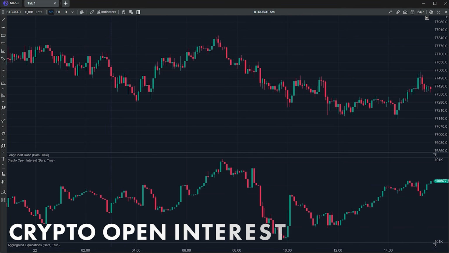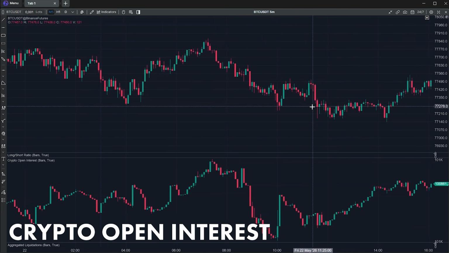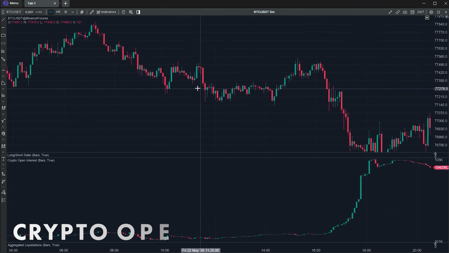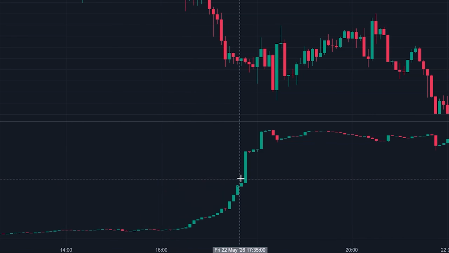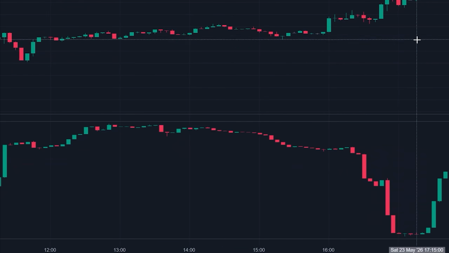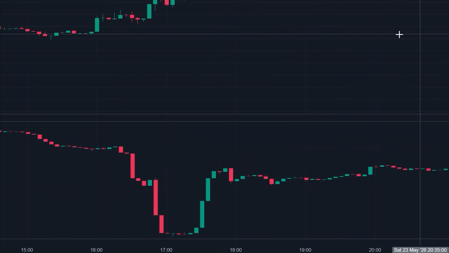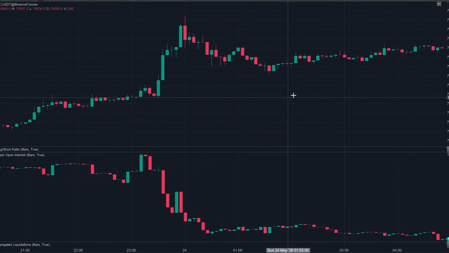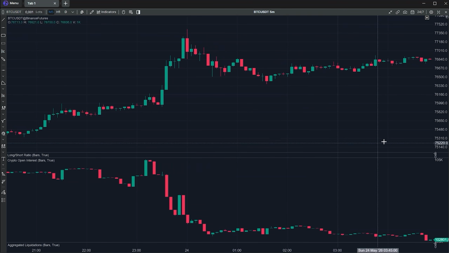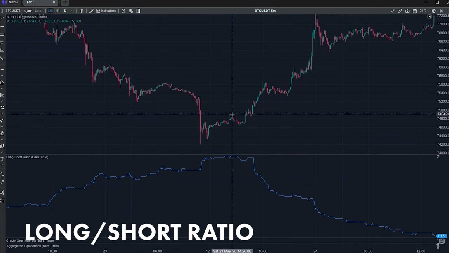Crypto Open Interest tells you whether traders are entering or exiting the market right now. This is a histogram of open positions in the market. If it's rising, more positions are being opened than closed. If it falls, it's the opposite. If OI remains flat, the market is simply shifting positions from one set of hands to another without triggering stop losses or aggressive accumulation. The long-short ratio shows which side the market is leaning toward.